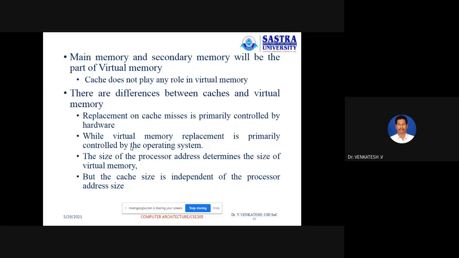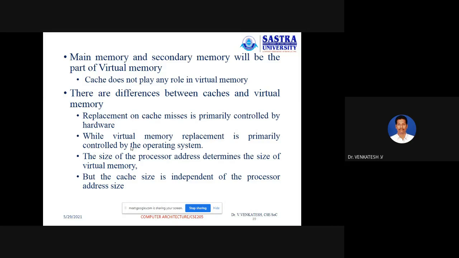Here the data miss is handled with the help of replacement policies, and we have something called a cache controller. That is specific hardware, which can also be carried out by a protocol like snooping or directory-based protocol, used for cache misses. Whereas in virtual memory, replacement is primarily controlled by the operating system. That is the main information.